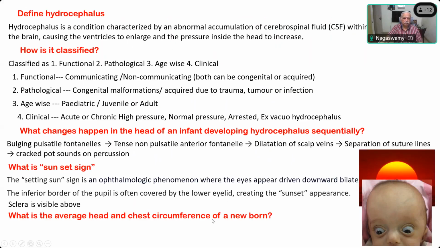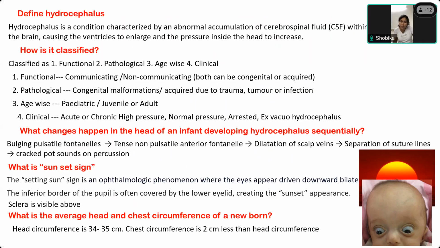What is the average head circumference and chest circumference of a newborn? Is the chest circumference equal, lower or higher than the head circumference in the newborn? In a newborn, head circumference will be greater than the chest circumference. Head circumference is about 34 to 35 centimeters and chest circumference is 2 centimeters less than the head circumference. This is the normal average size in a normal healthy newborn.